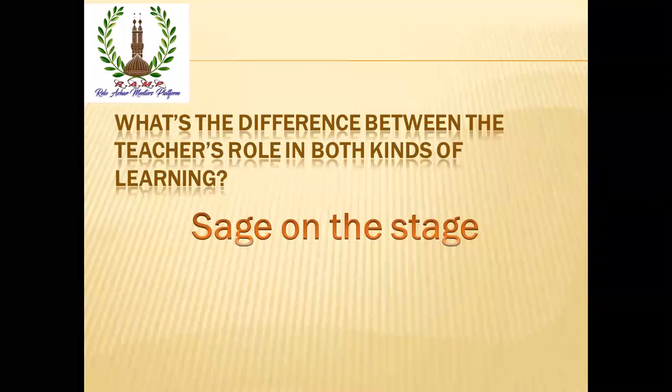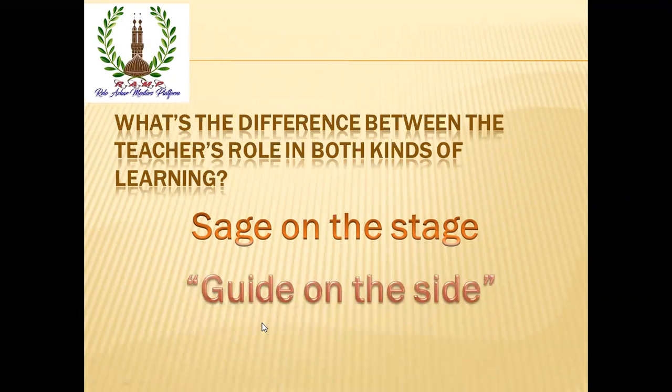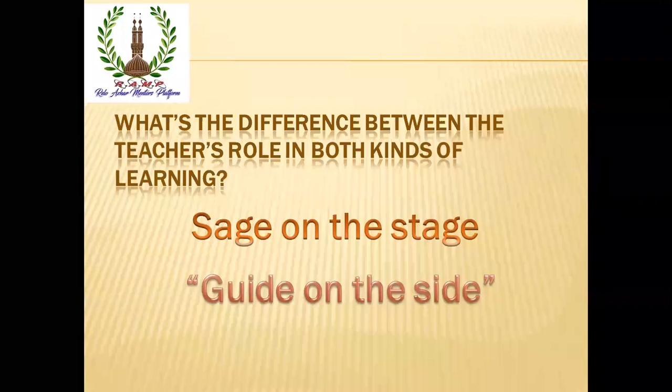Okay, sage on the stage means that the teacher will be something like a lecturer. He is the main focus of the lesson and he is the source of information for the students. But in the flipped learning, the teacher is a guide on the side. He only guides the learning process. He gives the students some material and he gives them some activities and he assists, he monitors. So he is only a guide on the side. So the students will be more responsible for their learning.